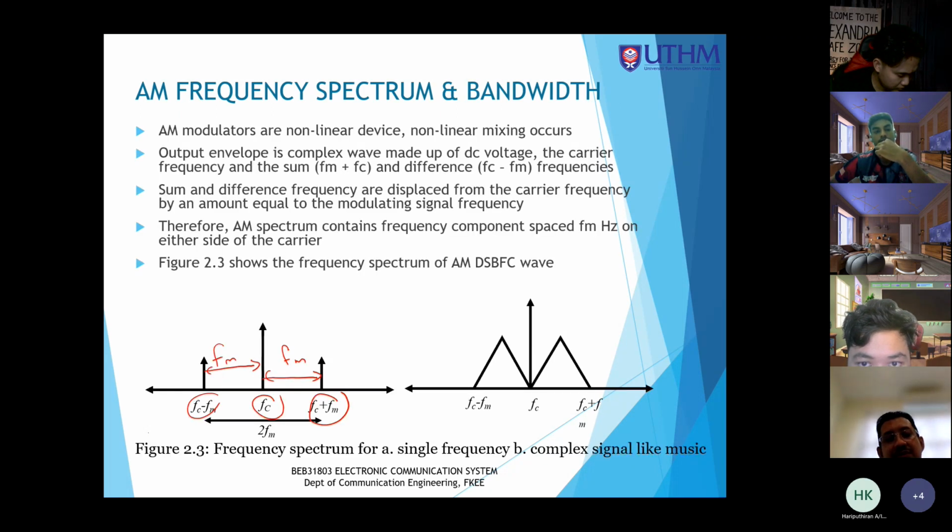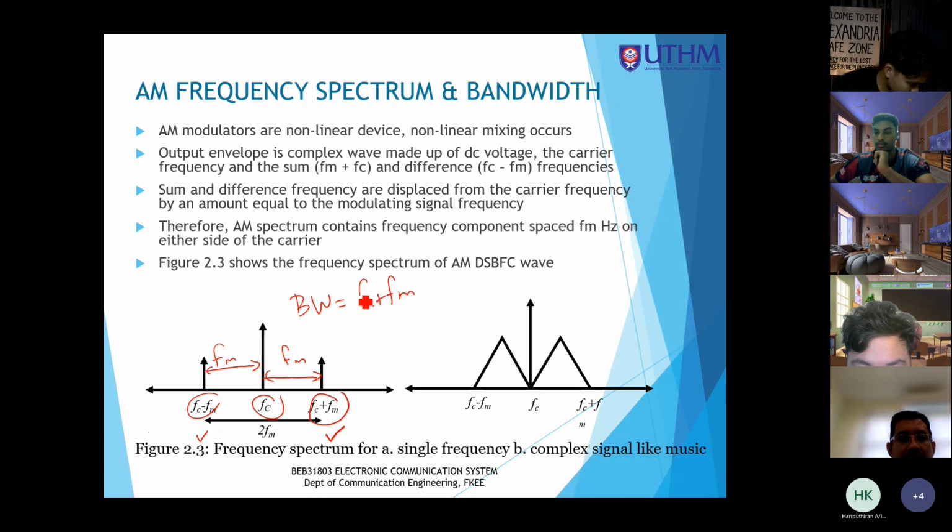frequency of message. Okay, so therefore the bandwidth is the result of subtracting the lowest frequency from the highest frequency. So FC plus FM minus FC minus FM. So you're going to get bandwidth equals FC plus FM minus FC minus FM. Okay, so you're going to get 2 FM. So the bandwidth is 2 FM wide for double sideband.